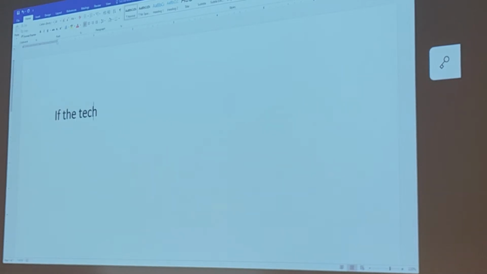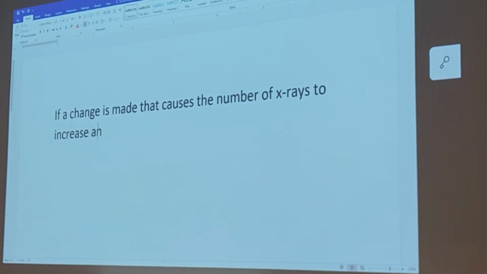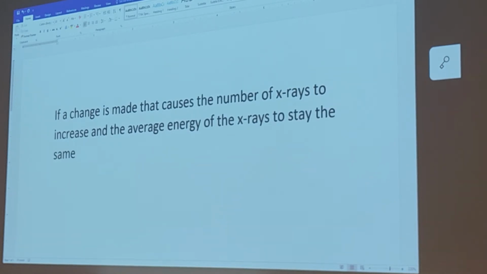If the technologist, or let's just say, if a change is made that causes the number of X-rays to increase, and the average energy of the X-rays to stay the same, what was the change? So, let's start with Reagan. What do you think the answer is here?